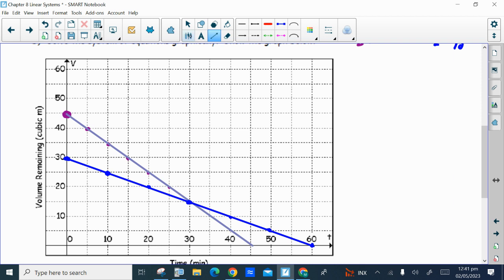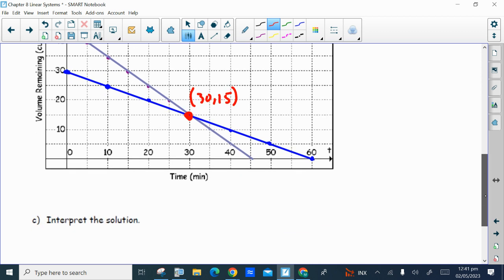And you can see where the point of intersection is. Remember, that's what we're looking for. The solution to a system of equations is the point of intersection. And that is at the point (30, 15). That's the point of intersection, (30, 15).